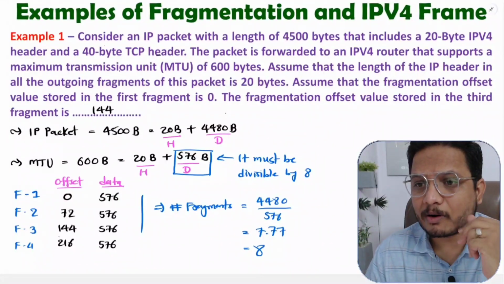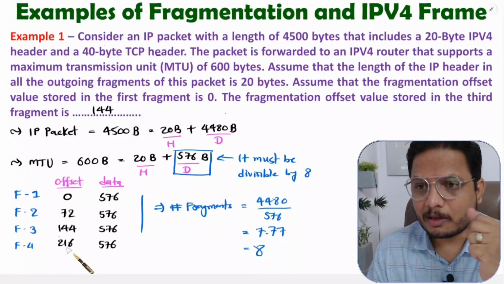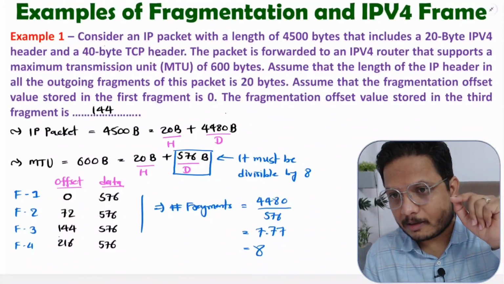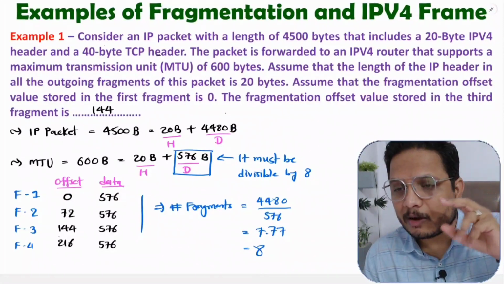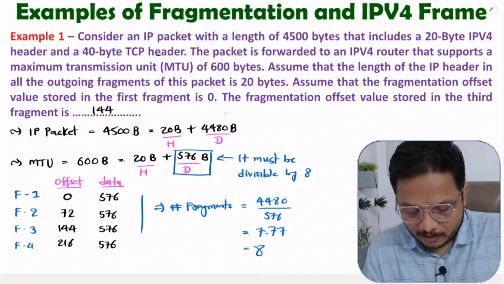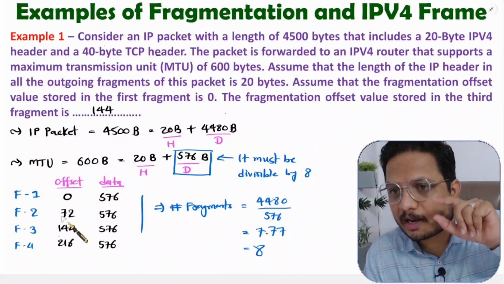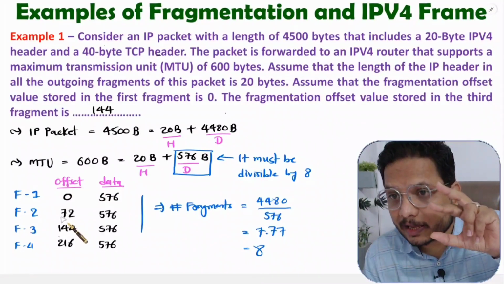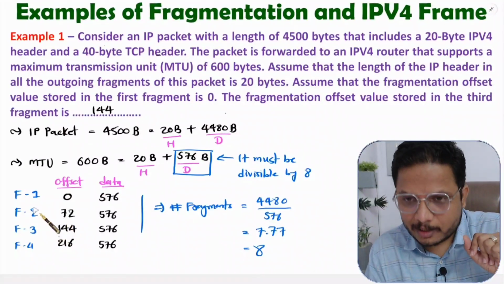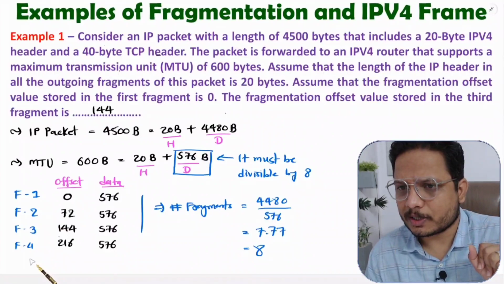There can be a question like what will be the offset for the sixth fragment. So in the sixth fragment, how to find the offset? See, with each fragment you will be adding 72 offset. So with the sixth fragment, 72 into 5, that will be the offset, right? So that is how you can directly solve questions.